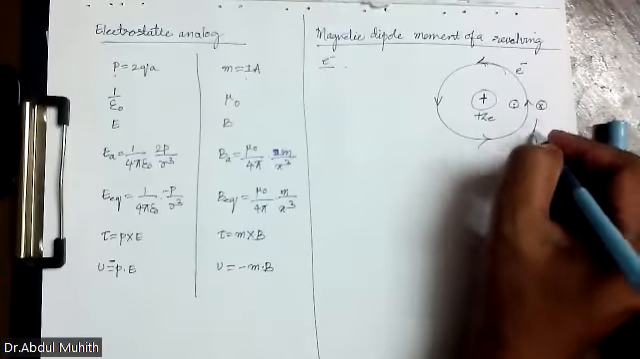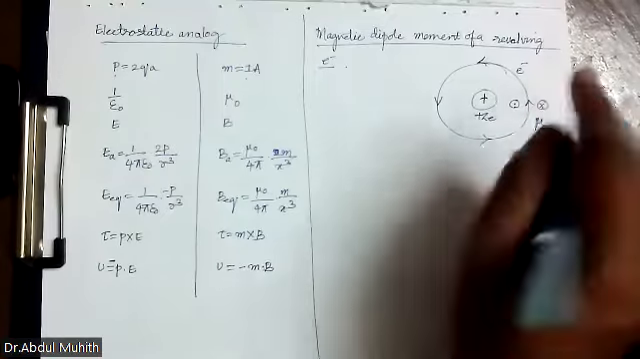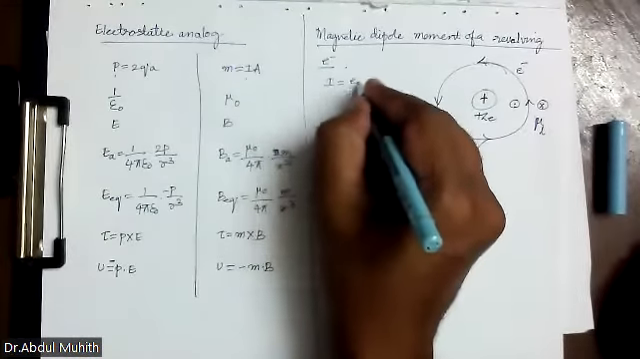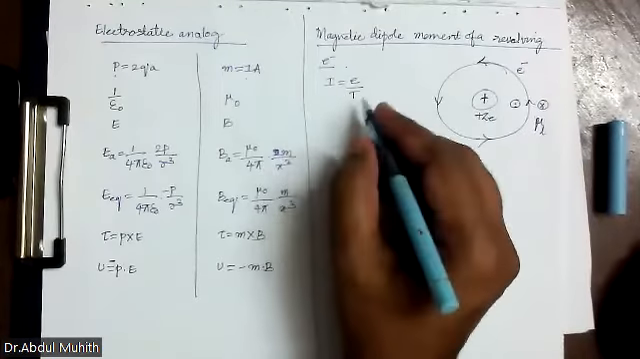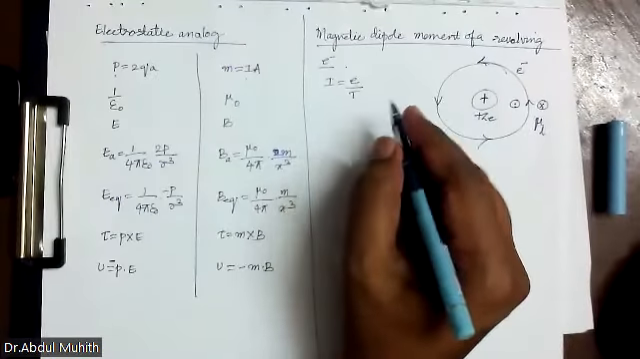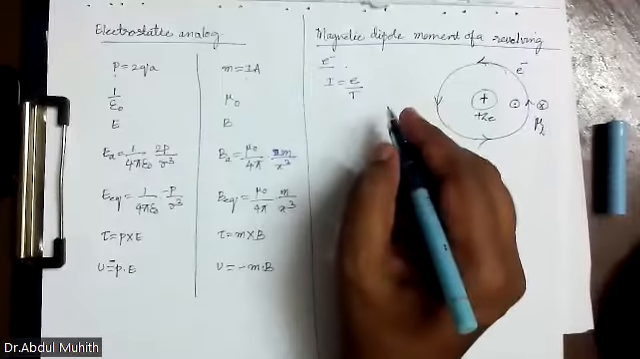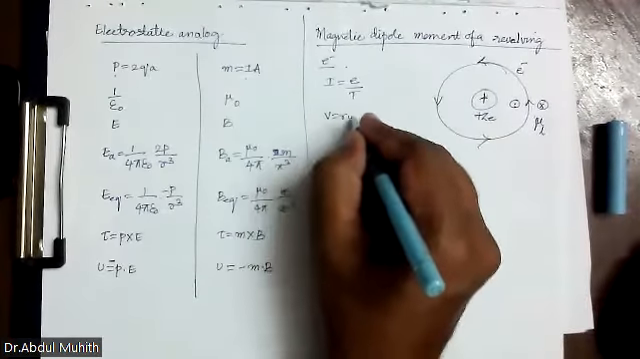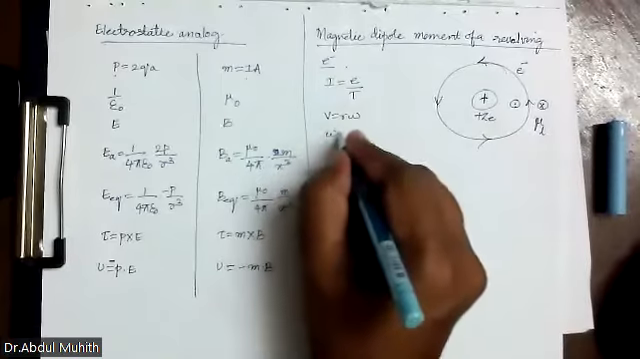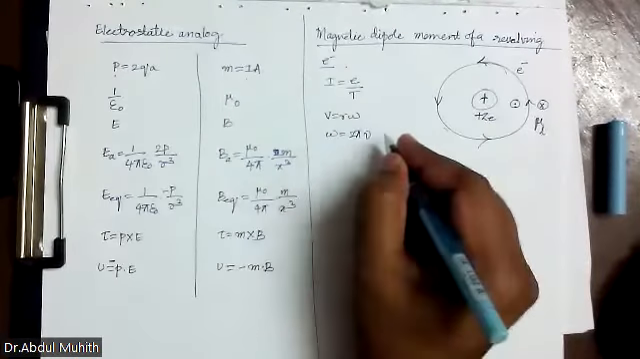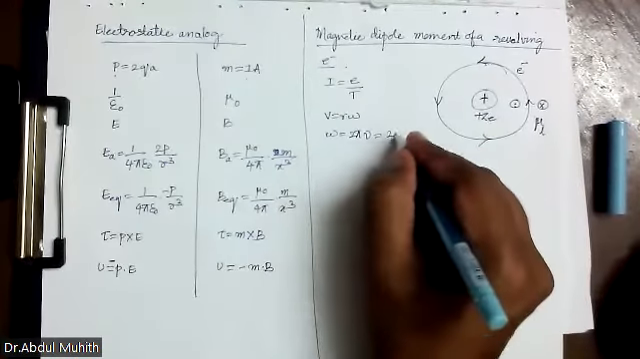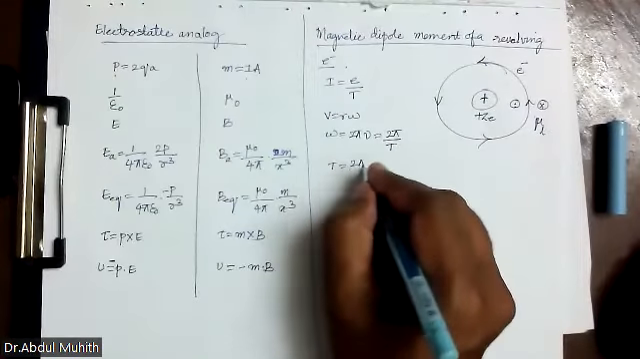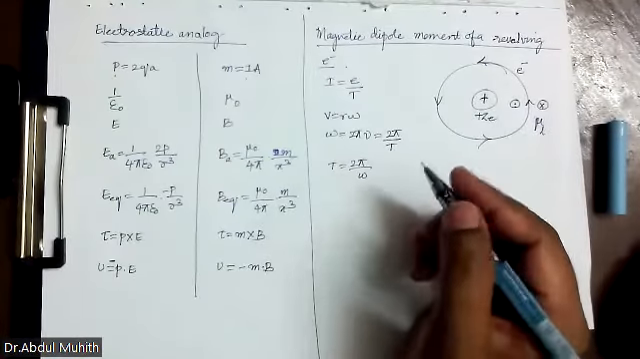So here the magnetic moment is mu L. We are writing like this. Instead of writing M, we are writing mu L. Now the current is I is equal to Q by T, that is e by T. Next, we have the relation between linear velocity and angular velocity. We have v is equal to R omega, and omega equal to 2 pi nu, which can also be written as 2 pi by T. Now T is equal to 2 pi by omega.